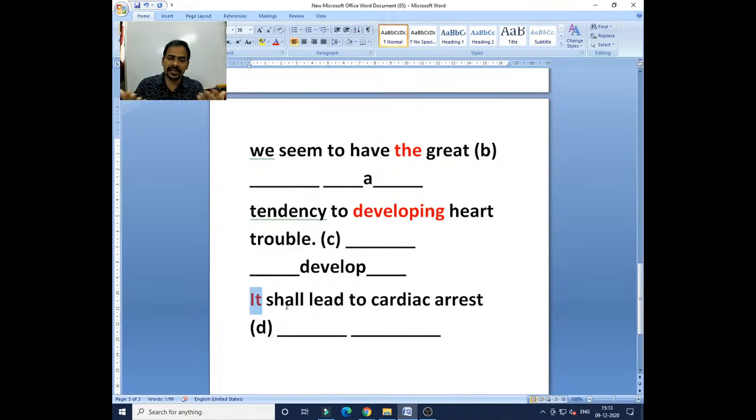I shall go, we shall go, you will go, he will play, it will do, it will go, it will help. So will be the best form here. Okay, so it will lead to cardiac arrest. We seem to have a great tendency to develop heart trouble, and it will lead to cardiac arrest.